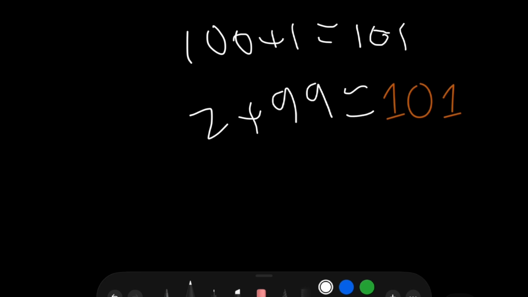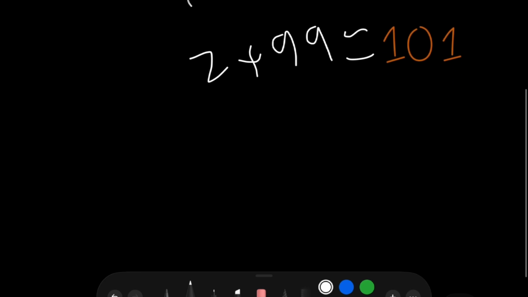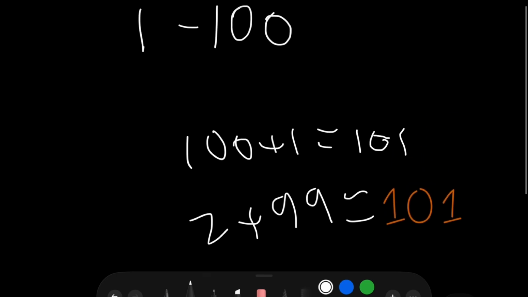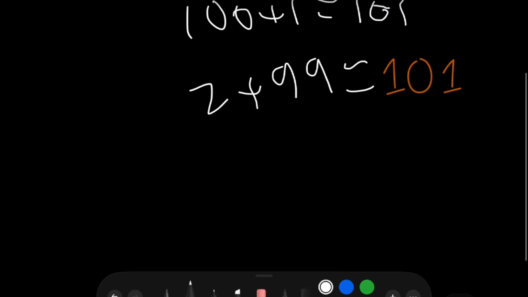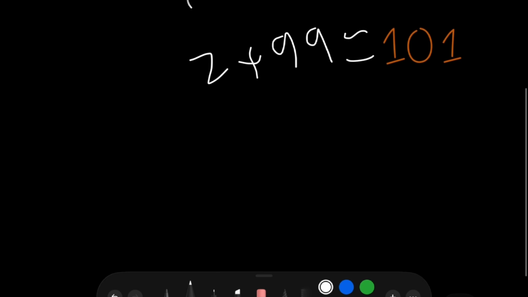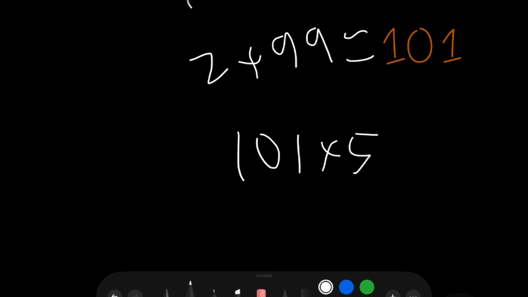And it works for all, and there's 50 pairs of numbers, because 100 is even, and you just divide by 2. And you get 50 pairs of these, and all of them equal 101. So, because all 50 pairs equal 101, that means we can just multiply 101 by 50.